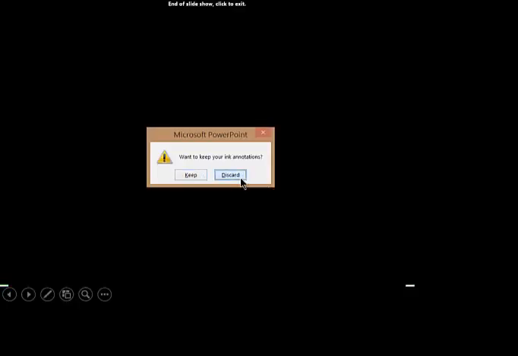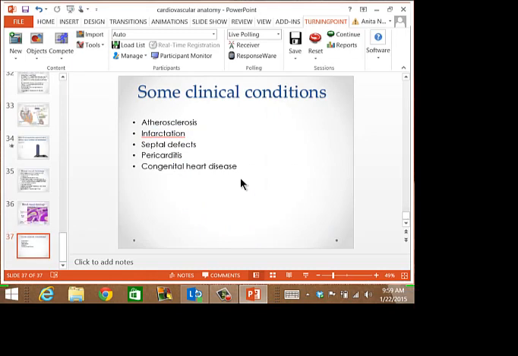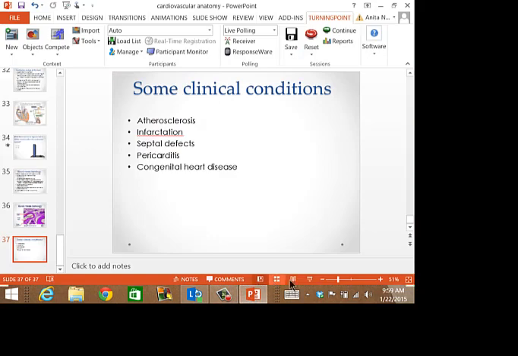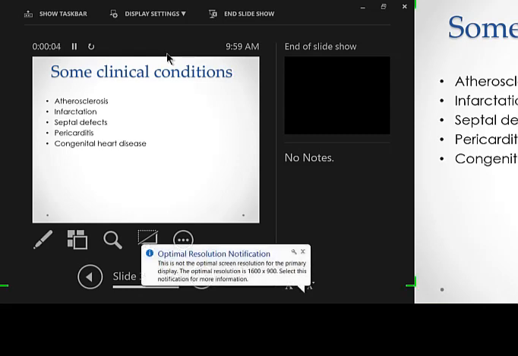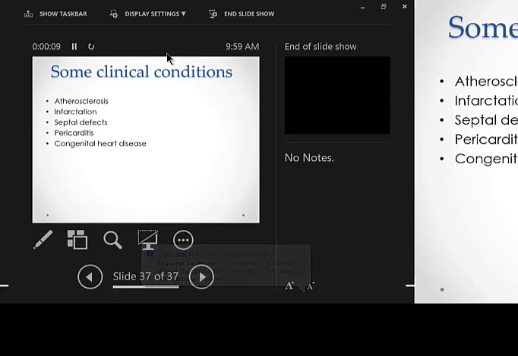Okay, so that's cardiovascular anatomy. You skipped congenital heart disease. So let's go back to congenital heart disease. Congenital heart disease has various types. Septal defects are one type of congenital heart disease. There are various situations, I don't know if you've heard, where people are born with what is called dextrocardia. The heart, instead of being on the left side, is actually on the right side of the body.